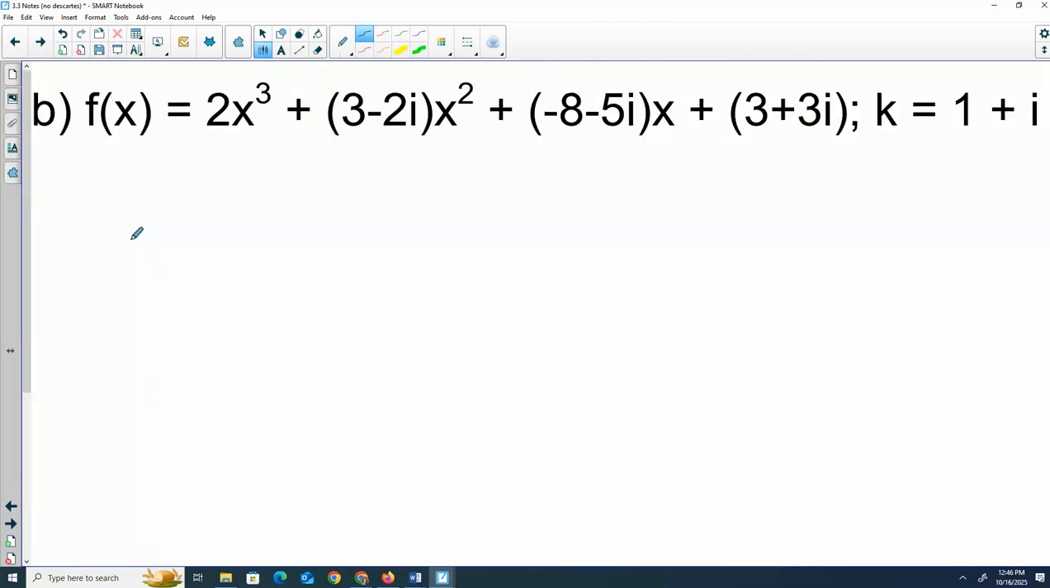Let's try a hard one. It's really not that hard. It just looks terrible. It looks bad, but it's not. I promise.